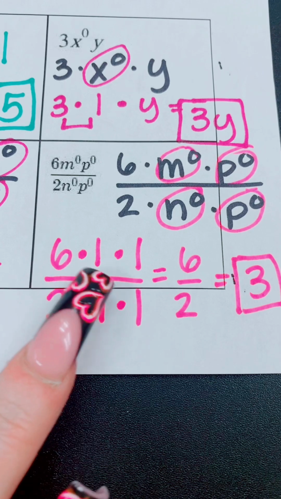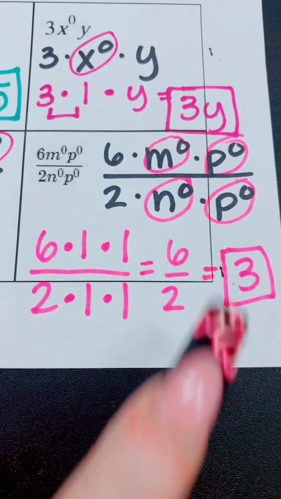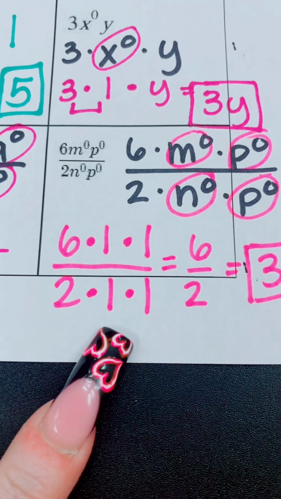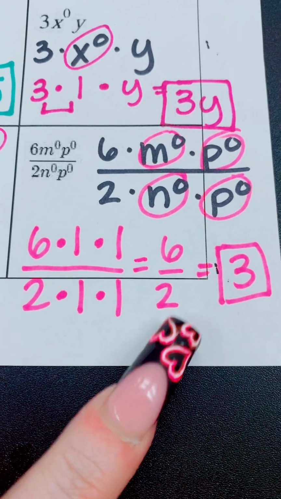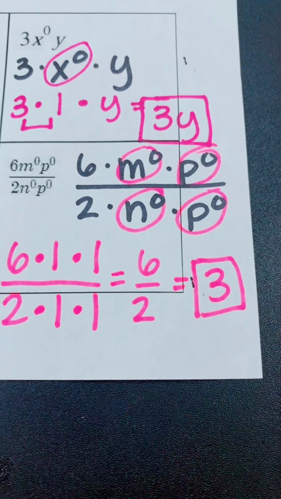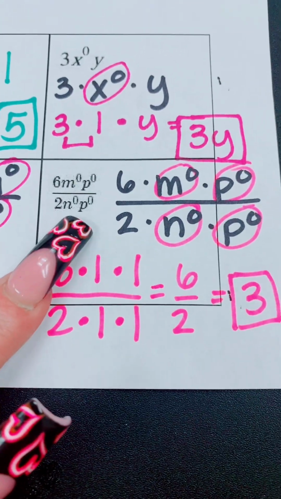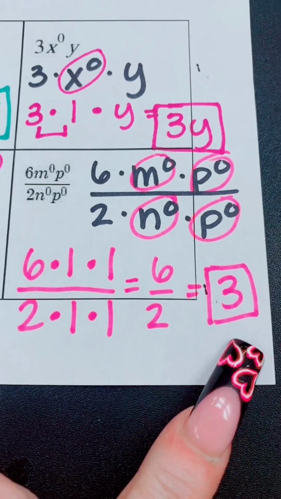Here we have 6 times 1 times 1, which is 6. 2 times 1 times 1, which is 2. 6 divided by 2 is 3. So all of this simplifies to 3.